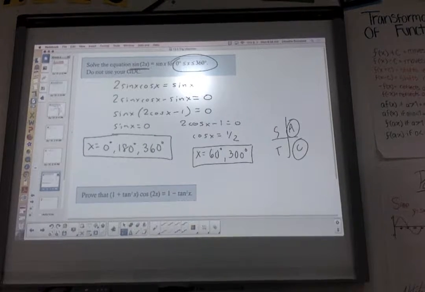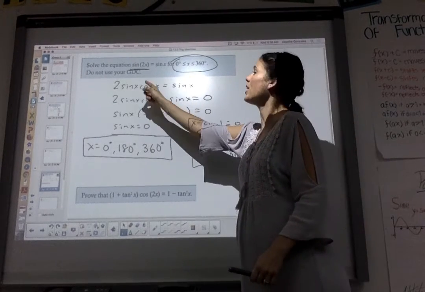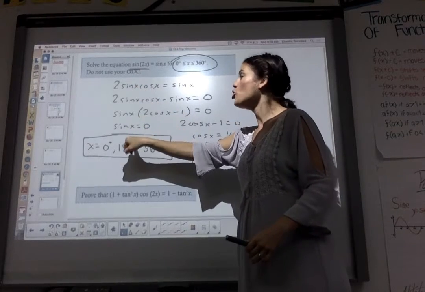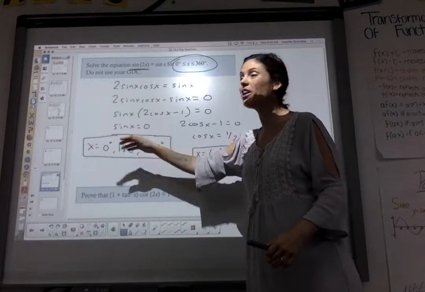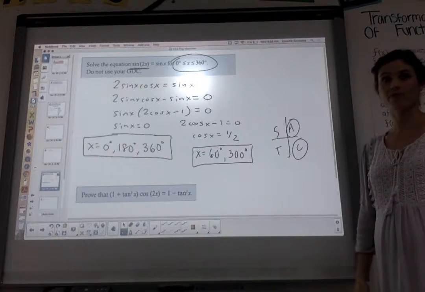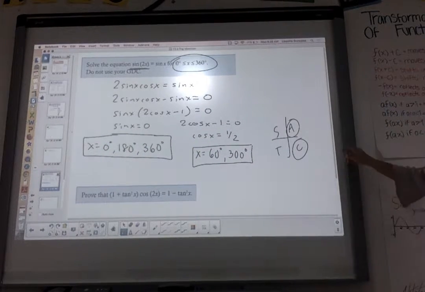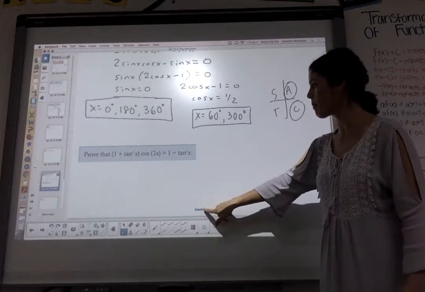If you had divided both sides by sine from the beginning, you would have eliminated this side. So you would have only ended up with 2 out of the 5 answers. Okay, let's try another one.